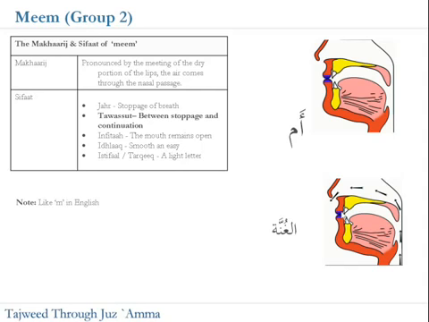Then we move on to meme. So we're still in group 2, and here we have am. And it's like the English letter M, so when you say ma, mi, mu, it's very much like the English letter. Okay, now it's pronounced by the meeting of the dry portions of the lips. However, the air also travels through the nasal passage. So when you say am, just close your nostrils with your fingers and the sound will stop. And that indicates that actually the sound sometimes with the meme is coming from the nasal passage itself.